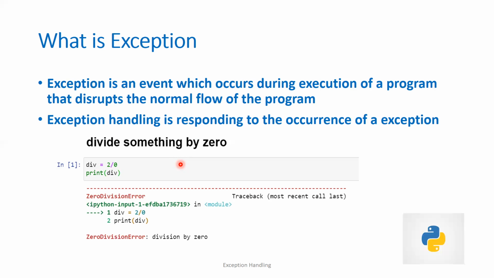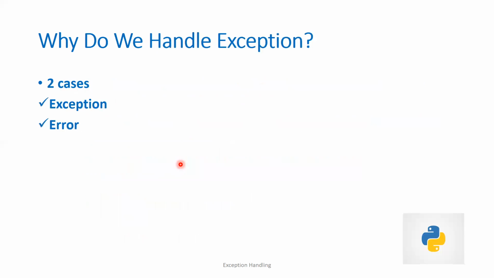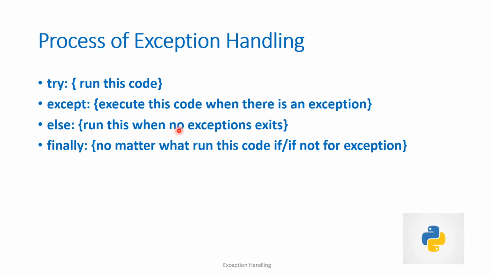But in programming languages, it will give me an error. In Python, it will give me an error. So these are the two ways we can handle an exception: we can set our desired result, or it will provide us some kind of error. These are called the process of exception handling.